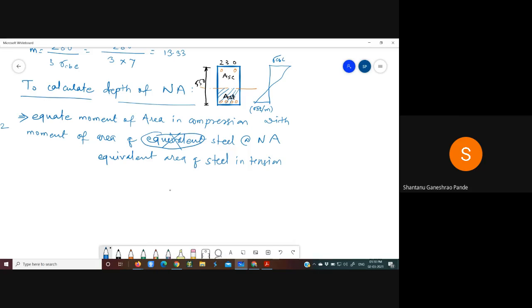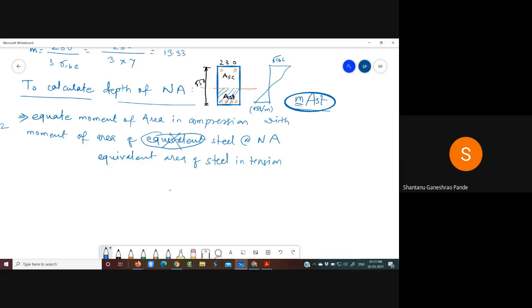How are we going to consider it? We are making it M into AST. Now what is M? It is the ratio of EC to ES. If you remember the initial discussion of modular ratio, this is used to make the equivalent area. That ratio, the modular ratio, is used to convert this entire area into equivalent area. So as per assumption, we are neglecting the concrete area and we are considering this equivalent area in tension. I hope it's clear.